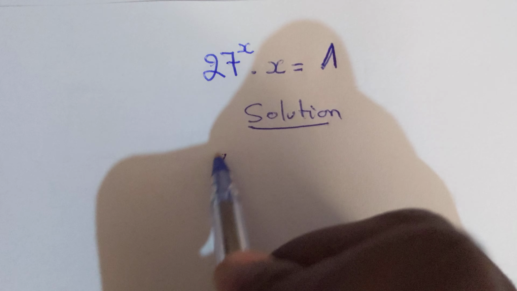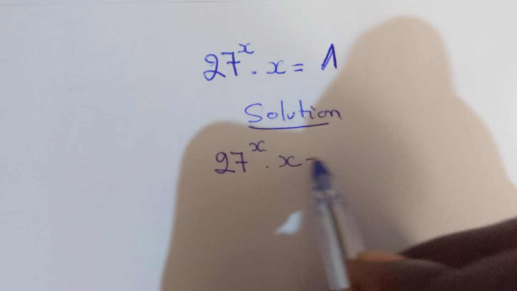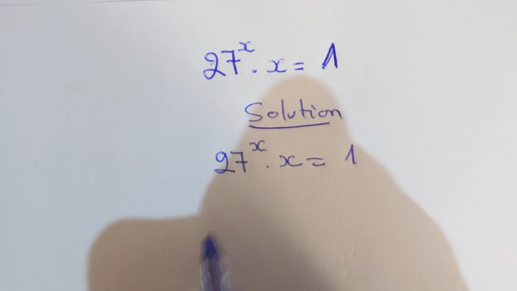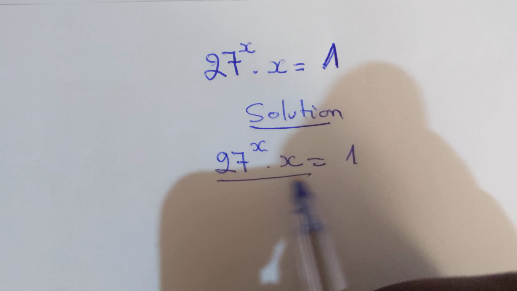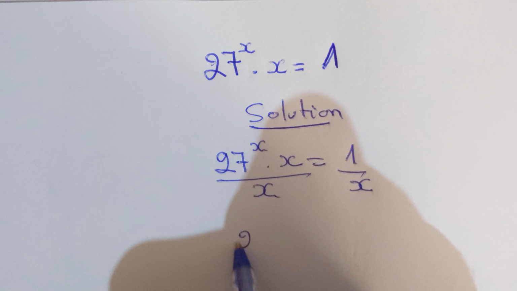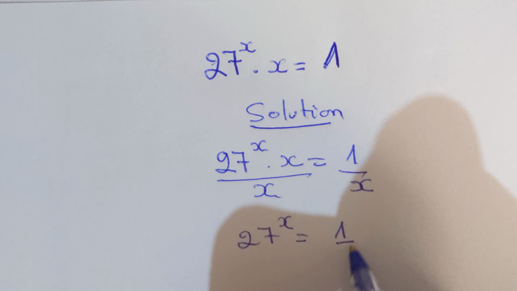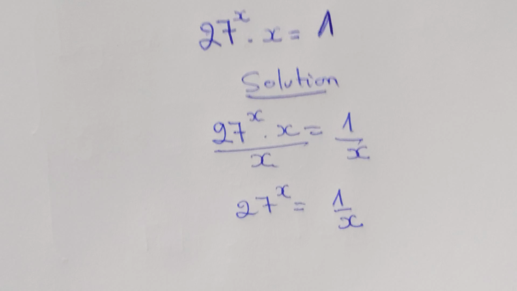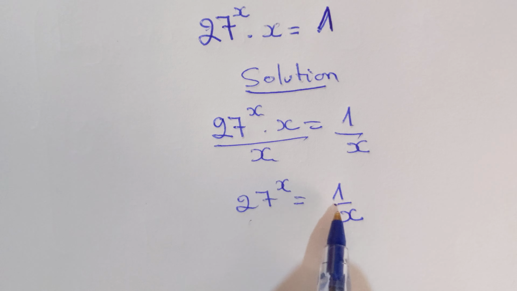Now here we have 27 to the power of x, then times x is equal to 1. We are going to divide x on both sides by x. This will provide 27 to the power of x, which is equal to 1 over x. What we do on one side, we must do on the other side.